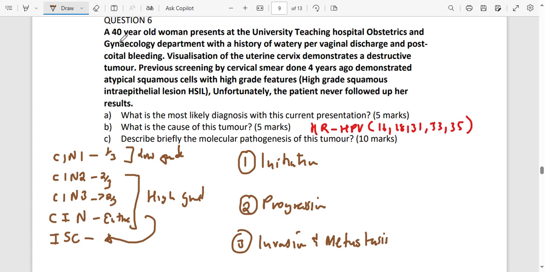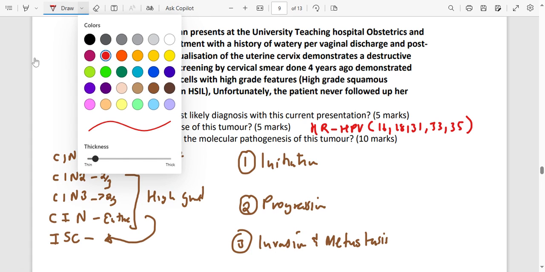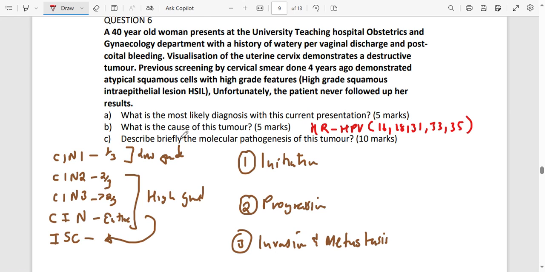So what is happening in the initiation phase is that firstly there is sexual intercourse or sexual activity. After the sexual activity, there is exposure to high risk HPV 16, 18, 31, 33, 35. Even the low risk, but they rarely cause cancer. It doesn't mean they can't cause cancer.